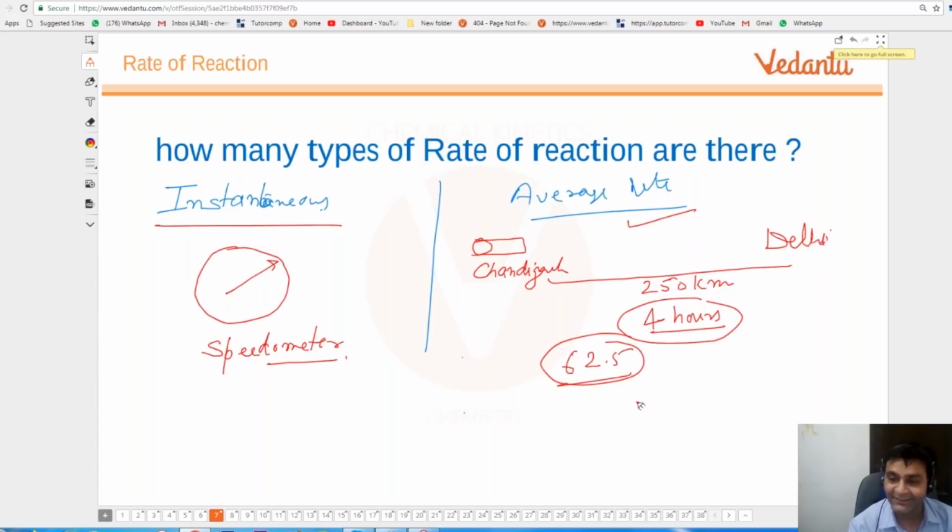Good. Fine. Come back to the topic now. Speedometer. The instantaneous speed means the speed at a particular instant of time. Particular instant of time, right? That's good.